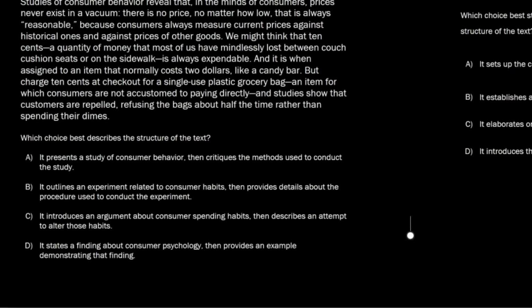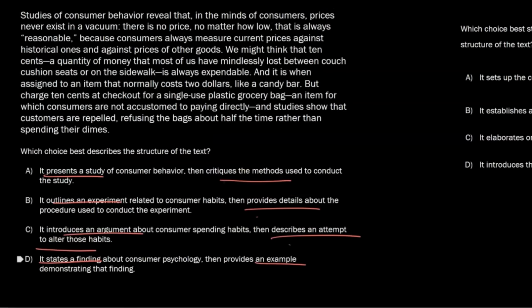A, it presents a study of consumer behavior, then critiques the methods used to conduct the study. B, it outlines an experiment, then it provides details. And again, you're going to see a lot of these keywords when you do one of these questions, so I'm just going to underline the keywords here. So, it presents a study, then it critiques the methods. It outlines an experiment, then it provides details. It introduces an argument, then describes an attempt to alter that. It states a finding, then provides an example. Let's read the passage here.